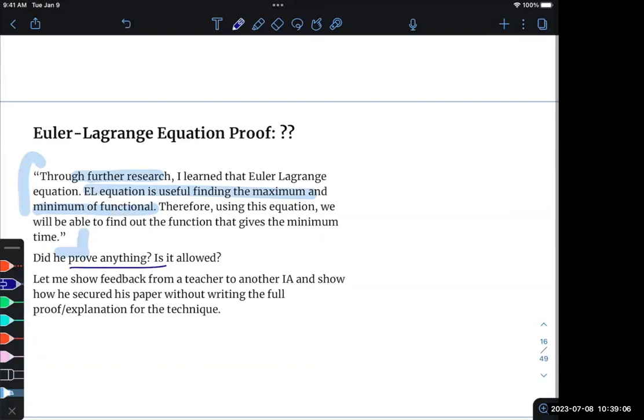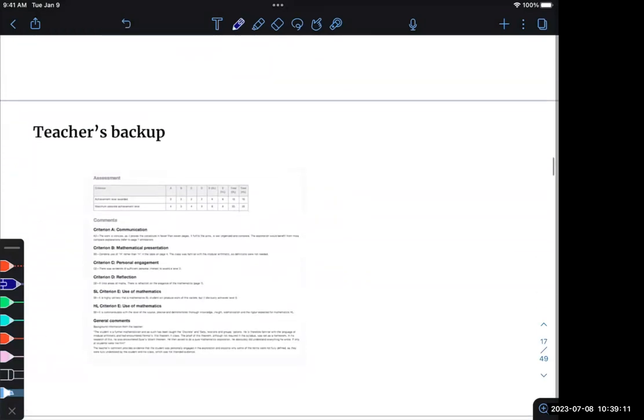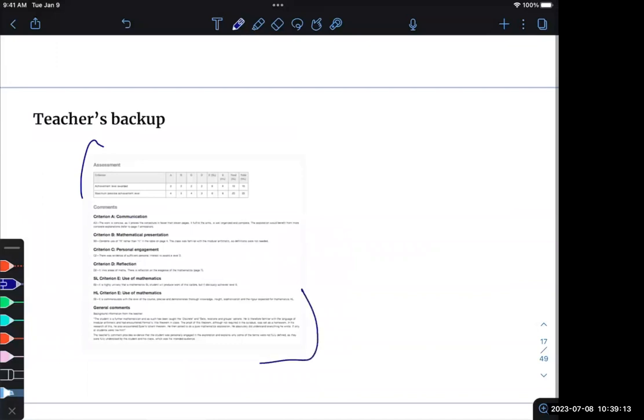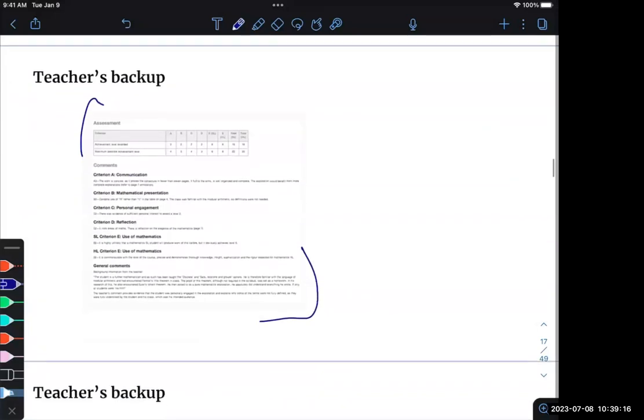But here's the thing, let's see the comment that he got from his teacher. Let's have a look at the comment, all right? This is the typical assessment given by the teacher. You're usually given general comments from the teacher, and they usually put that comment in their internal assessment evaluation, okay? So now let's see what the teacher wrote about this IA that was quite difficult, because it involved the Euler-Lagrange equation. Let's see how he actually managed to get away from writing an extensive proof on this paper.